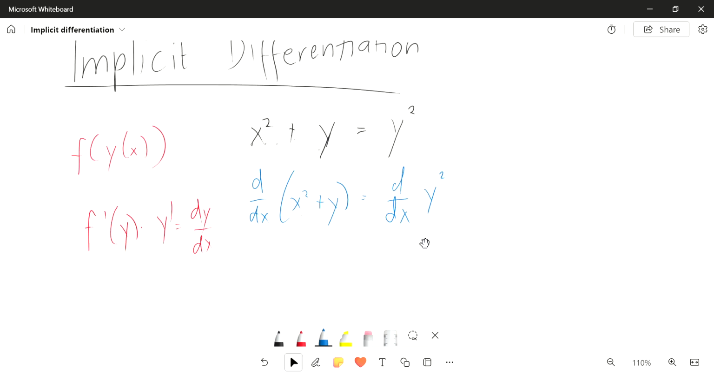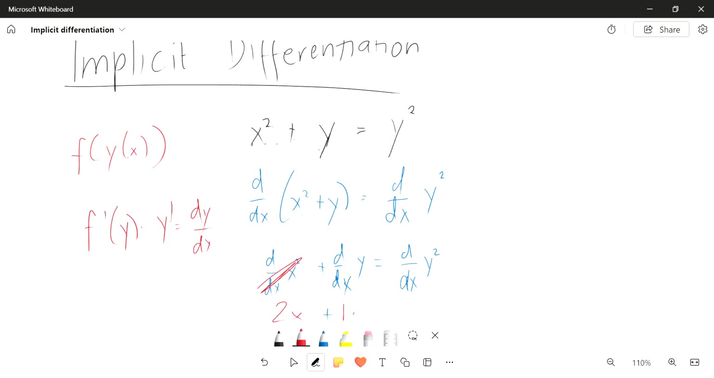Now using the sum rule, you can split this up. So you get the derivative of x squared plus the derivative of y is equal to the derivative of y squared. Now you would find the derivative of x squared, which would just become 2x. Then you would find the derivative of y with respect to x. The derivative of this function with respect to y is 1, so you just keep 1 over here.